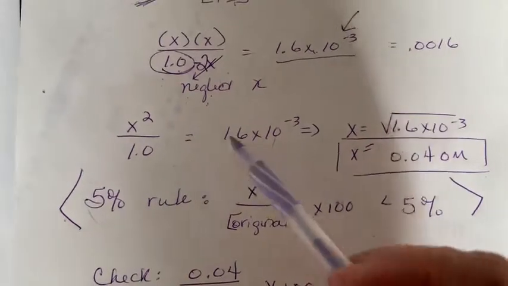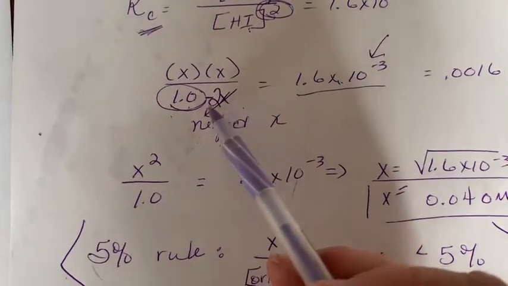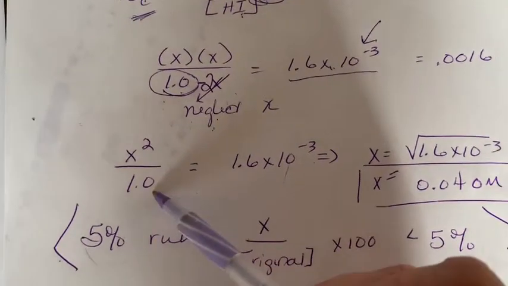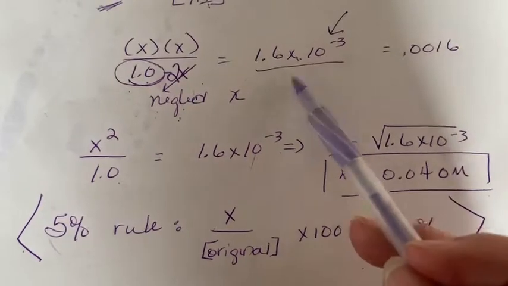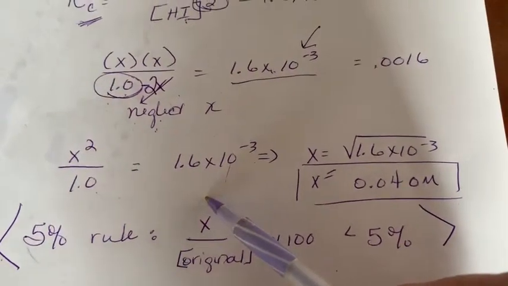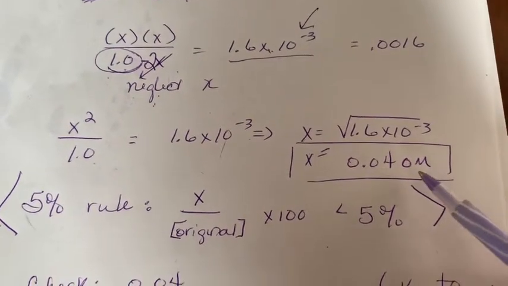Let's go ahead and simplify this mathematically. Okay, so now we have x squared on top. We've neglected the x, so we just have 1 on the bottom, and that equals the value for K that they gave us. And then we solve for x, and we get 0.040 molar.